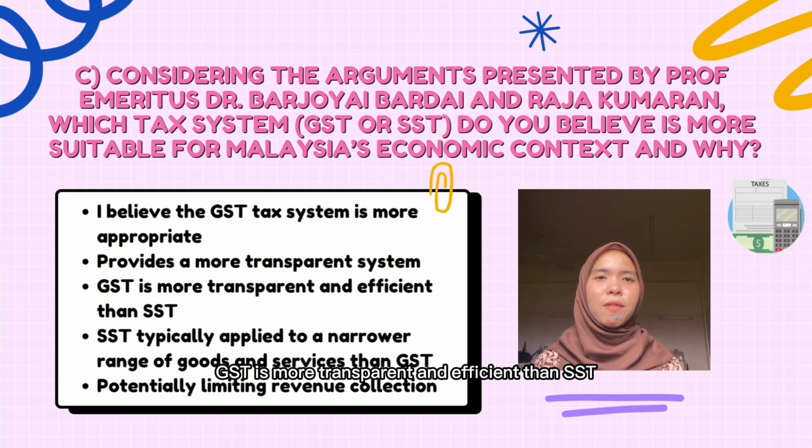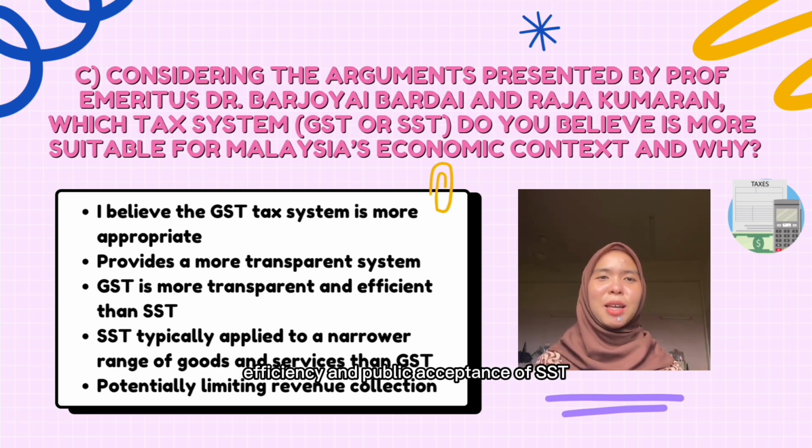GST is more transparent and efficient than SST, and this comes from the detailed invoicing and systematic documentation required under GST, which reduces opportunities for tax evasion. Malaysia needs to make a phased introduction of GST with significant public education, simplification measures and exemption for essential goods, to achieve a balance between GST efficiency and the public acceptance of SST. SST is typically applied to a narrower range of goods and services than GST, potentially limiting revenue collection and making the tax system less resilient to economic fluctuation.